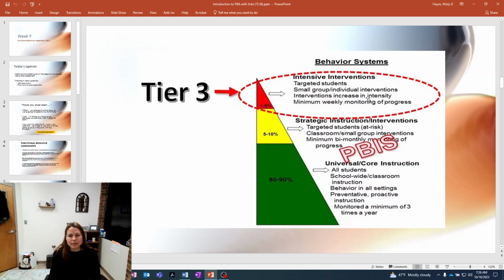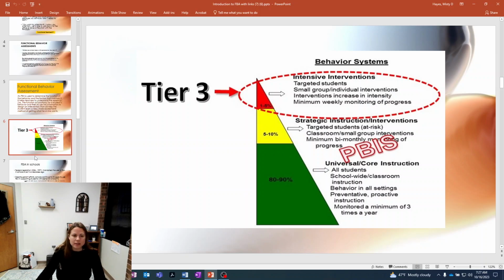Well, just like this, we're going to use this framework so we can cut off having to do these functional behavior assessments so that way we can do intervention plans with them. So we want to make sure that we try all of this first before we just start referring them to get a behavior intervention plan and start that process. Okay, so that's what that looks like.